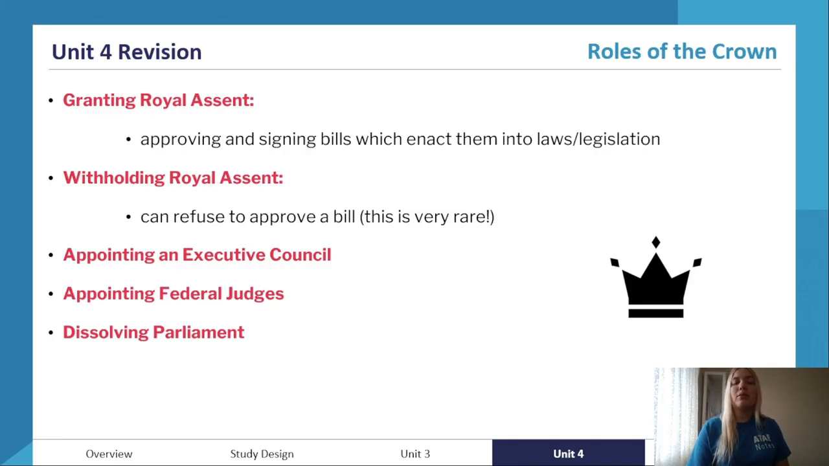They also can appoint an executive council. This is more so referring to the government party becoming the government party, the party with the majority of seats. So they get appointed by the Governor General. They also appoint federal judges for the High Court to make sure that it's not Parliament selecting them, so there's not any bias in who is chosen to be on the High Court, and there's no corruption. And they can dissolve Parliament if they find significant corruption, meaning that re-elections will have to happen early to select Parliament all over again.